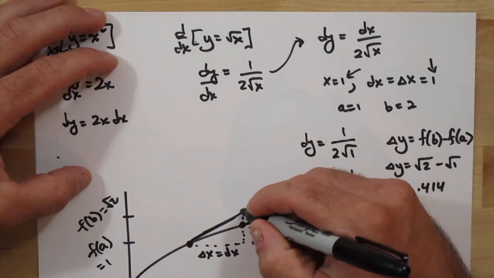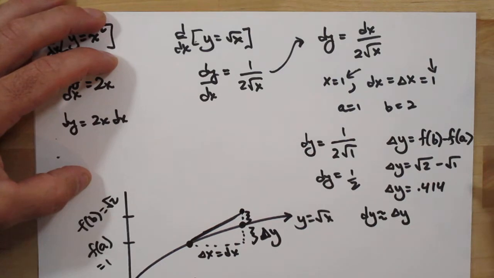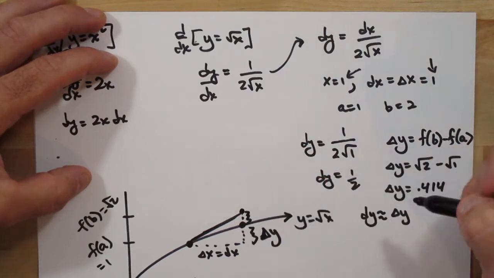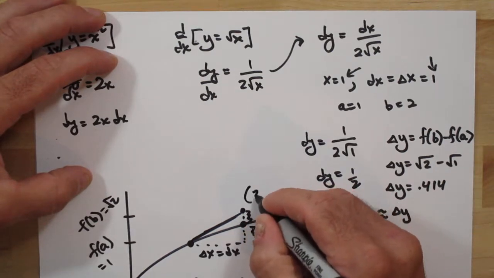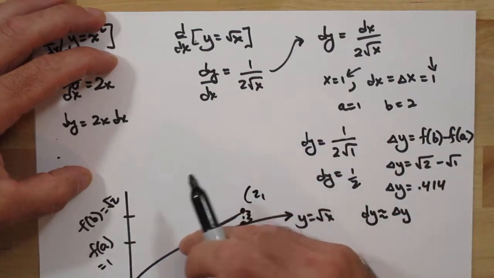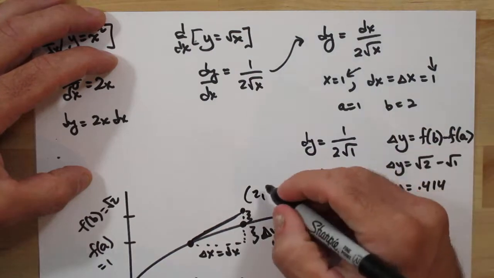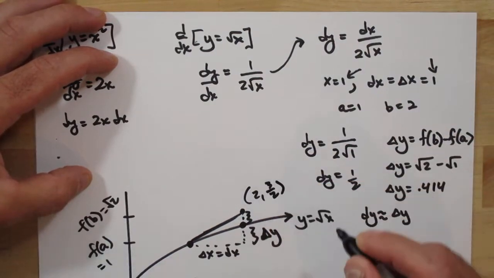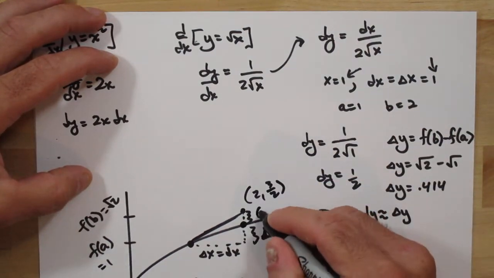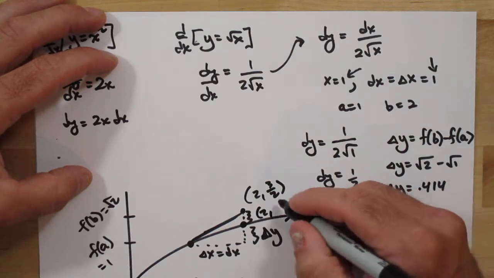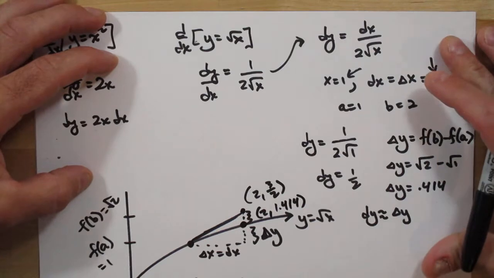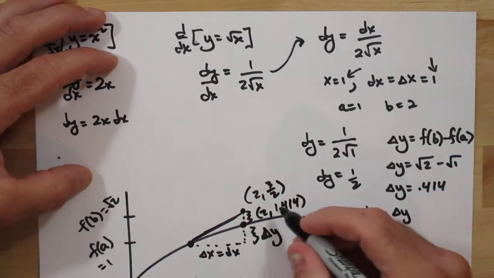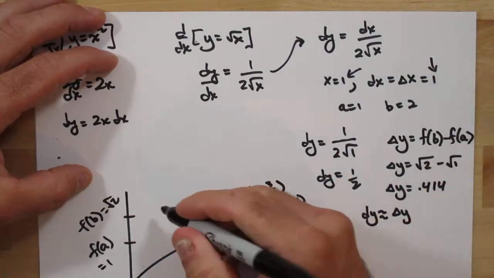So this output right here is 1/2 plus 1. So this is the point 1 comma 1 plus 1/2. So that's 3/2. This is the output 2 comma 1.414, or the square root of 2. All right, so there you have it. This length here, let's highlight it.